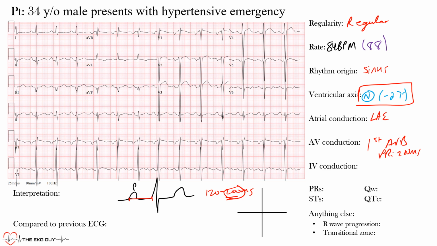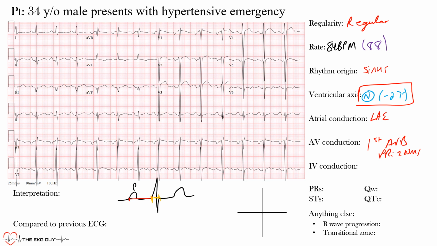By the machine, what you're looking for is it being at least one of these big boxes in width. So let's see if we can find a good one here. From this portion up until there, you can see that it's pretty much one full box. All right, so we can say first degree AV block. There are no dropped beats that we see here, so that's all we have, no further or higher degree AV block.